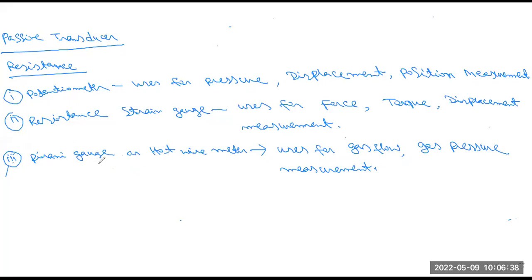One interview question: what is the gas flow transducer? That means what type of gas flow transducer you have to use for gas industries. So this is a Pirani gauge or hot wire meter, okay? So what is the principle of this Pirani gauge or hot wire meter? It varies the resistance, okay? It varies the resistance of a heating element by the convection cooling of the hot gas.